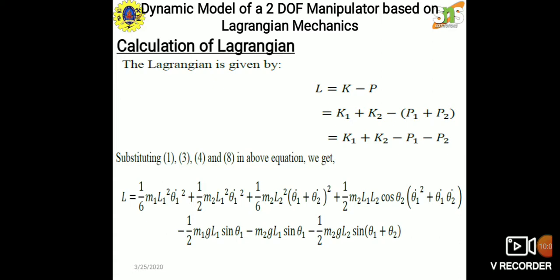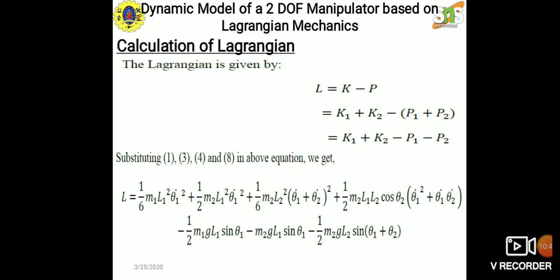So from this we can extract the torque tau 1 equal to d by dt of dou L by dou theta 1 dot minus dou L by dou theta 1. Substituting the equations of L, K1, K2, P1 and P2, we can get the torques tau 1 and tau 2. It represents the motion of a 2D manipulator arm. It is also called the dynamic model of a 2D manipulator arm.